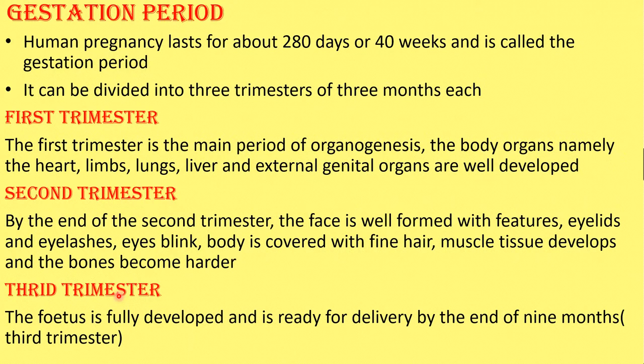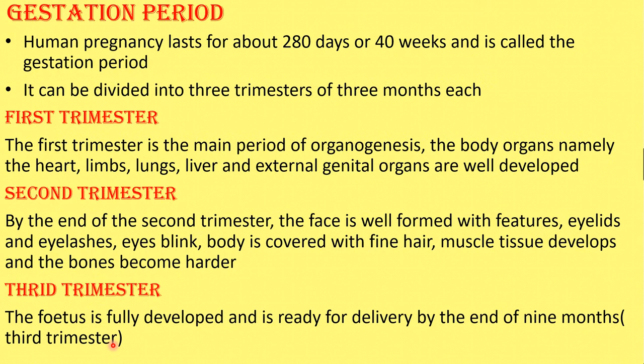Now, the third trimester is nothing but the seventh, eighth, and ninth month of the baby's development. So the fetus is fully developed now at the end of the ninth month. Now it is ready for delivery by the end of the 9 months. So the seventh, eighth, ninth month is called the third trimester. The gestation period of a human embryo, human pregnancy, is about 40 weeks or 280 days.